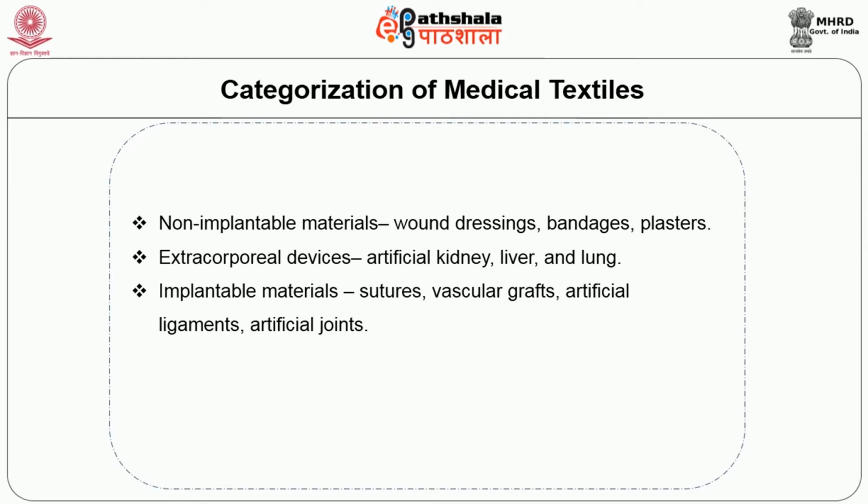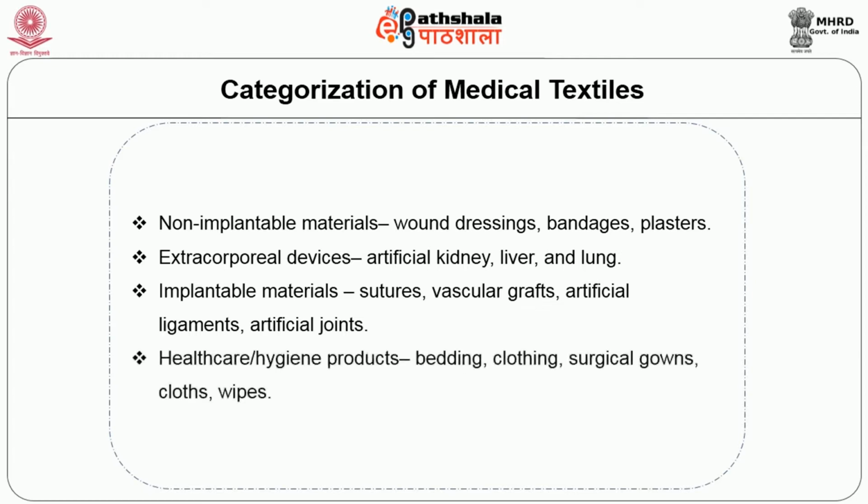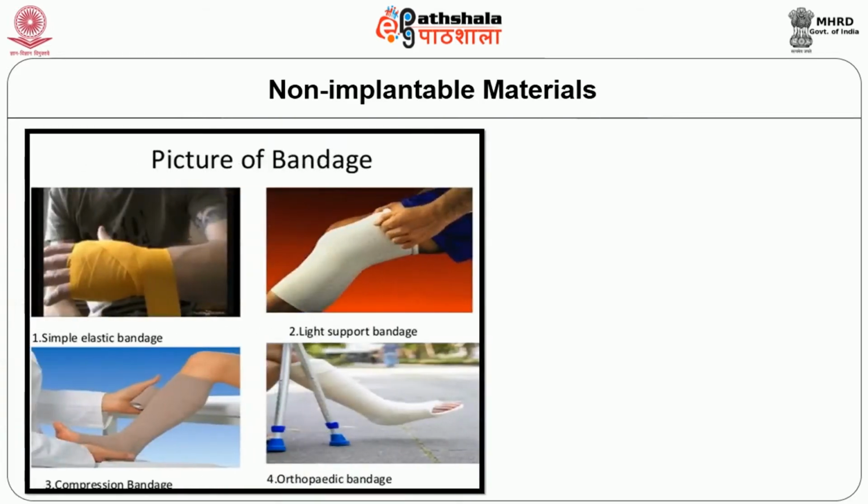The next is extracorporeal devices like artificial kidney, liver and lungs. Implantable materials like suture, vascular grafts, artificial ligaments and artificial joints. And the last sector is healthcare and hygiene products like bedding, clothing, surgical gloves, cloths and wipes. We shall see each of these sectors one by one.